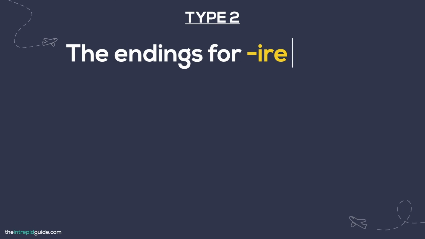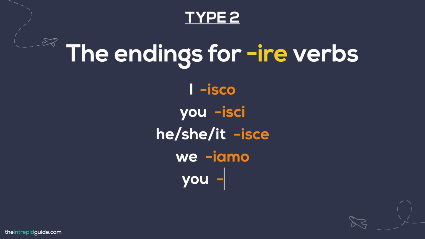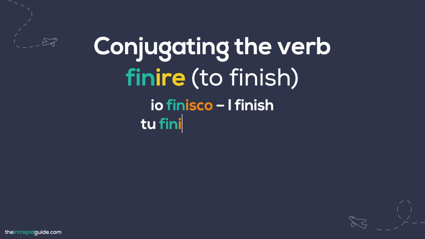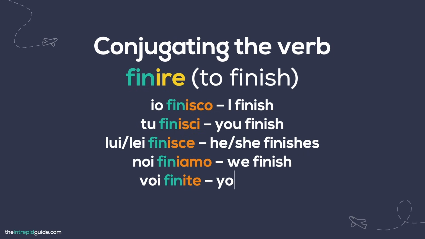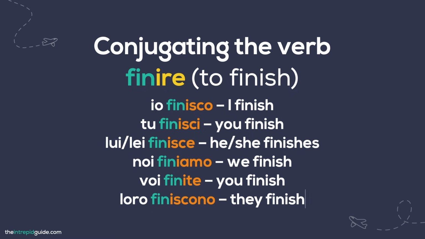Now, the second form takes a different set of endings, and these are isco, isci, isce, iamo, ite, iscono. With these endings, we can now conjugate the verb finire, which is to finish. So, io finisco, tu finisci, lui, lei finisce, noi finiamo, voi finite, loro finiscono.